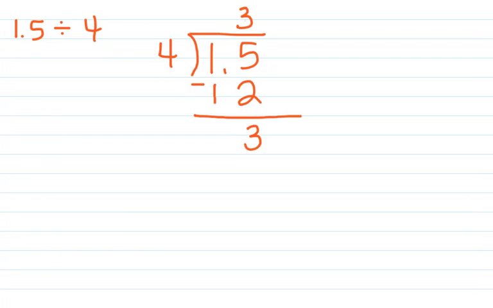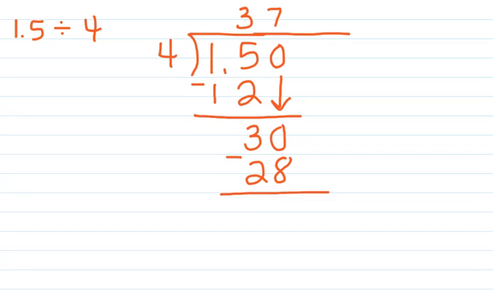And what number can we add right here without changing the value of 1.5? Yeah, we can add a 0, because as we've learned before, 1.5 or 1 5/10 and 1.50 or 1 50/100 are exactly the same. So I'm just going to extend out my bar here, and now I'm going to bring down a 0. So now I want to know how many times does 4 go into 30. It goes in 7 times, and 4 times 7 is 28. So I subtract, I get 2.